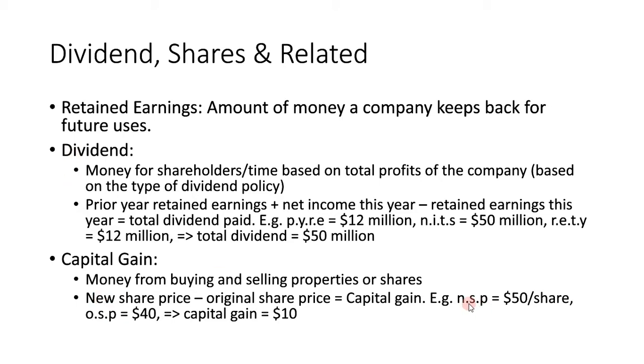An example here is NSP, the new share price, is $50 per share, and OSP, the original share price, is $40 per share. So the capital gain is going to be $10 per share.